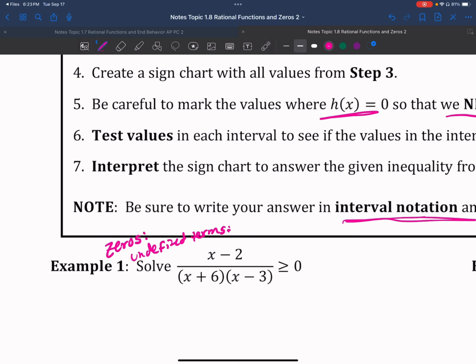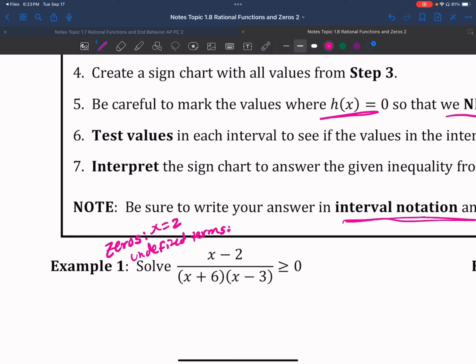So again, my zeros will come from the numerator. I only have x minus 2. Set x minus 2 equal to 0. Add 2 to both sides, and then I get x equals 2. So I have one zero at x equals 2, so that's what I'm going to write here: 0 at x equals 2.